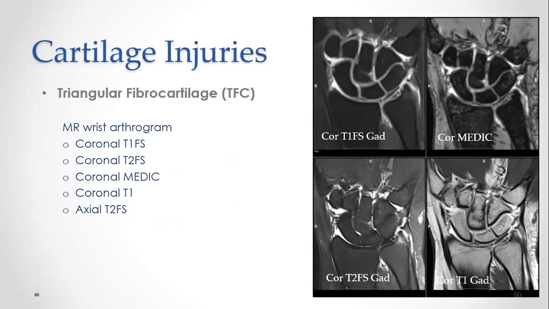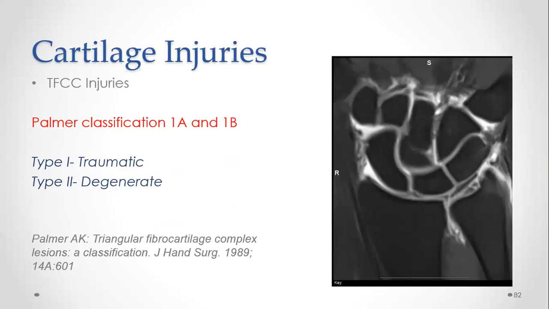Imaging of the triangular fibrocartilage is always arthrographic in our center. So this is an example of wrist arthrogram. These are our sequences we use for the TFC imaging. And in this particular patient, we have Palmer type 1A and type 1B. A is a central defect in the cartilage, and B is detachment from the ulnar attachment of the TFC. Remember your Palmer classification, type 1 is traumatic, type 2 is degenerative.